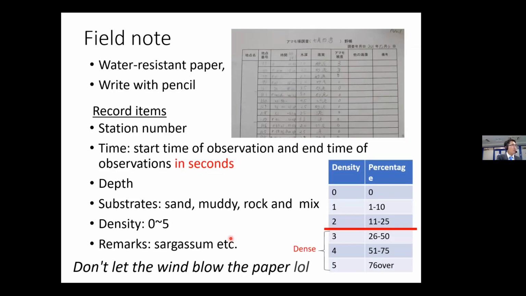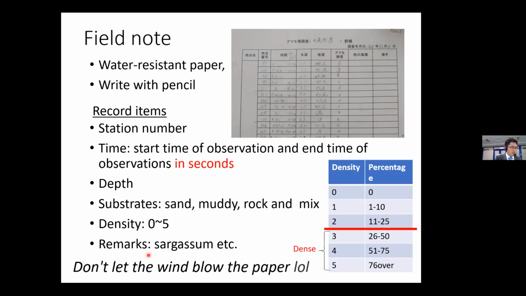How to write a field note. Of course, you should choose water-resistant paper and write with pencil. About recording items, please record the station number, the time you started to watch and monitor the seafloor, and the end time, when you finished your observations, in seconds. You also have to record depth, substrate, density of seagrass and remarks.